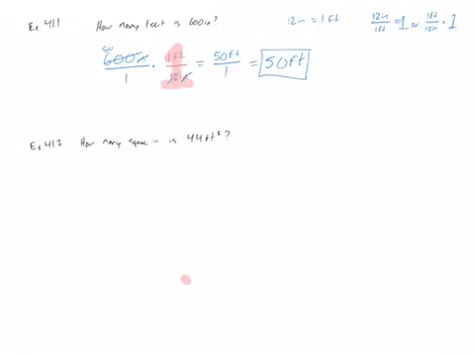Alright, we'll do the same idea here. It says how many square inches is 44 feet squared. So we're going to write 44 feet squared. We're going to just write this over 1. And now we're trying to convert this into inches. So I'm going to use this other one that we used. I'm going to say 12 inches over 1 foot.